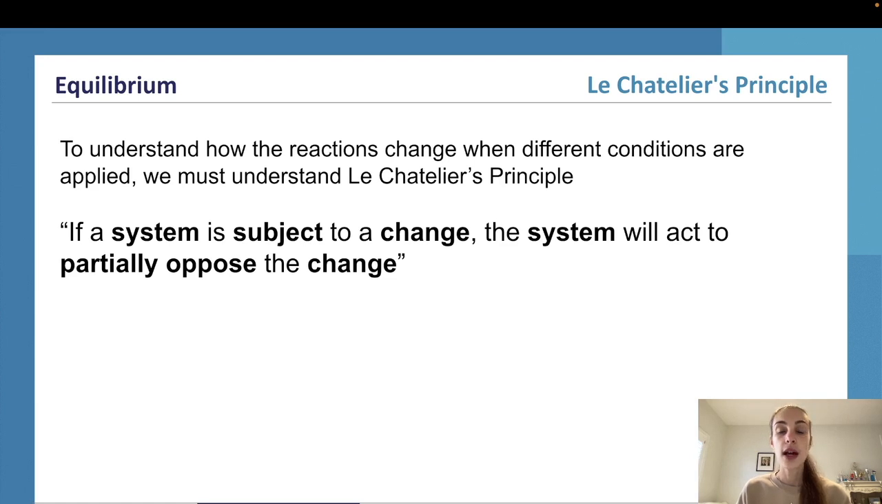So to understand these processes, we need to have an understanding of what Le Chatelier's principle is. And so this is understanding how reactions will change when different conditions are going to be applied. So if a system is subject to a change, then the system will act to partially oppose the change when that change occurs. And this is because the system wants to reattain equilibrium.